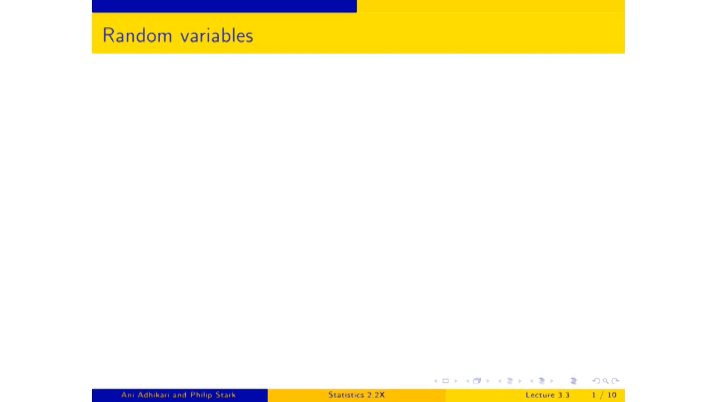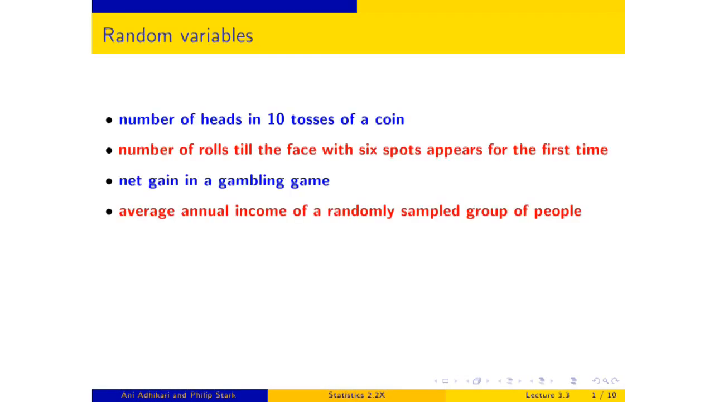These occur naturally, and we've been dealing with them really all through this course. Several examples: the number of heads in 10 tosses of a coin is random. The number of rolls till something happens for the first time, the waiting time, is a random time. How much you make in a gambling game is random. And if you move more towards statistics, for example, you might be looking at the average income of people in a sample and wondering what that says about the average income of the people in the population from which the sample was drawn.